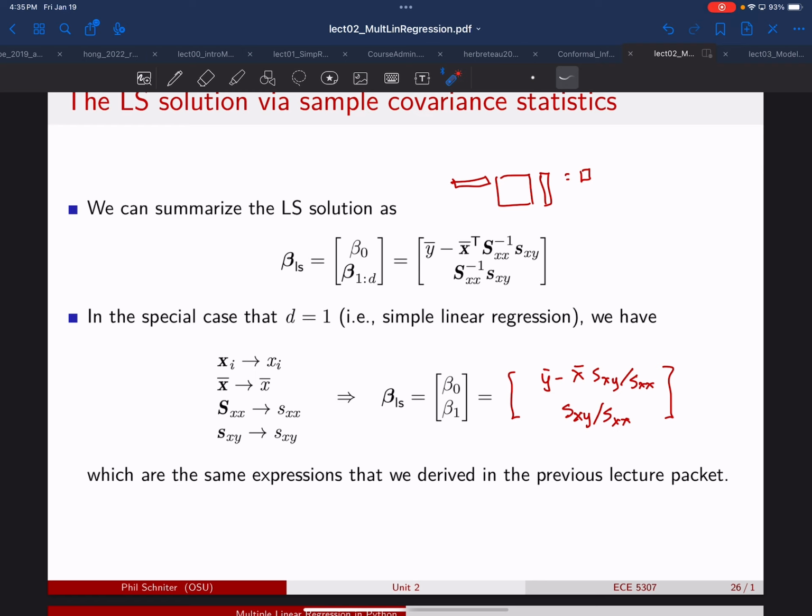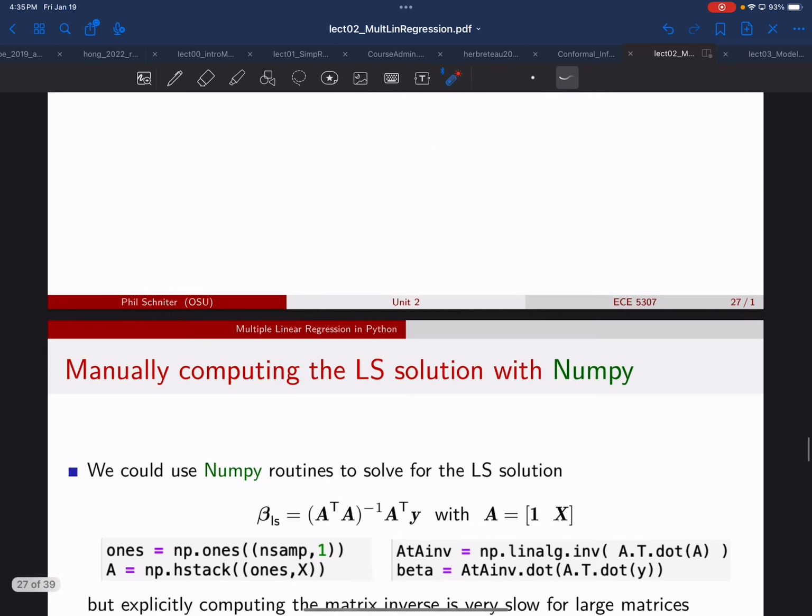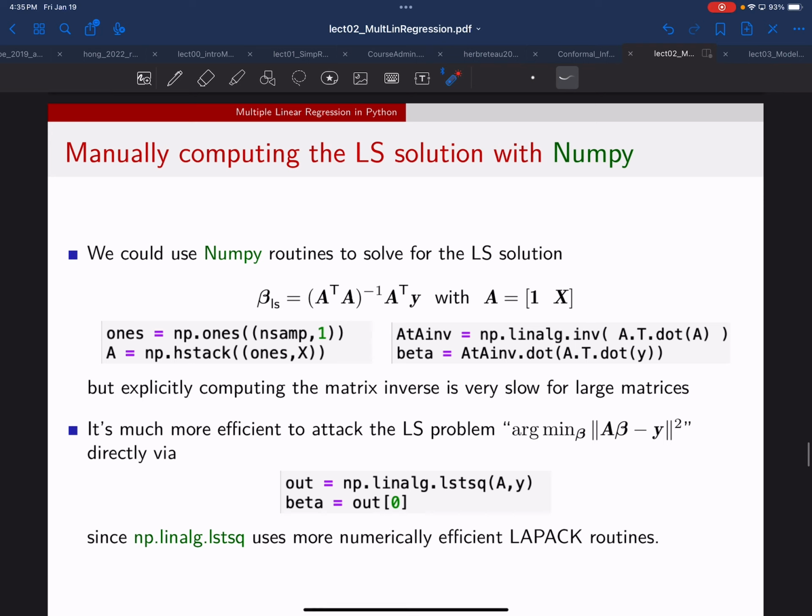Okay, great. So any questions on any of this? Everybody good with this? Excellent. So let's move on a little bit. So let's talk a little bit about how you compute this in Python.